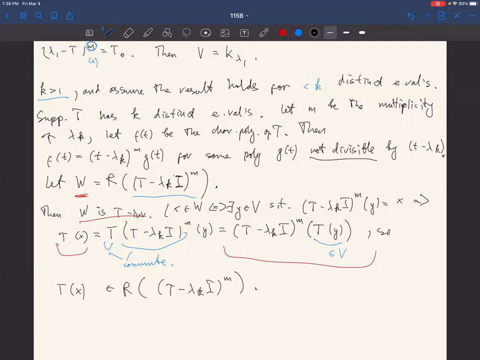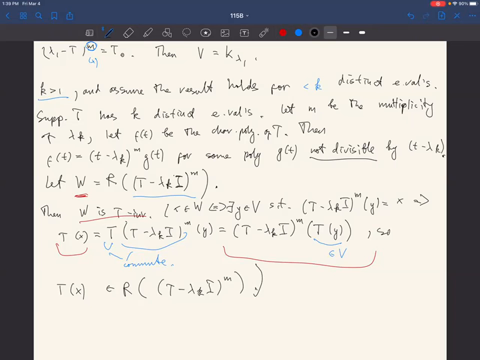Because we demonstrated that x can be written as applying this operator to some vector. We don't care which one, just some vector. So it means it's in the range. All right, so this shows that W is T invariant. Indeed, we need to collect some more information about this subspace W before we can use the inductive assumption. We need to check everything.